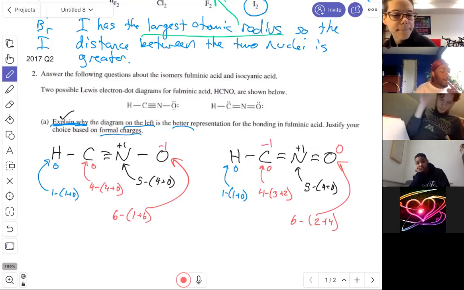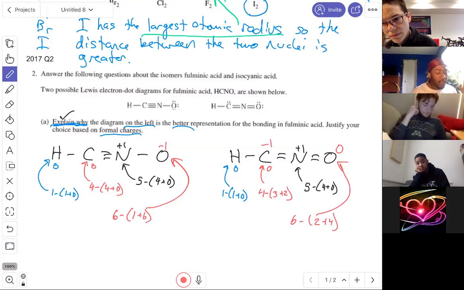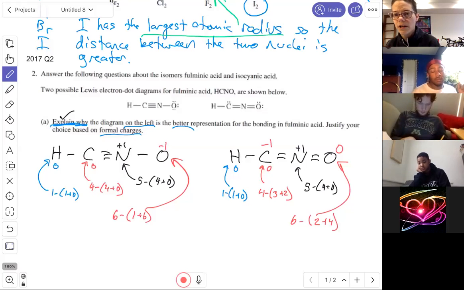I said the diagram on the left is better because although the diagrams have equal formal charges in total, the one on the left gives O, the most electronegative element, the negative formal charge. That is the answer. All right.